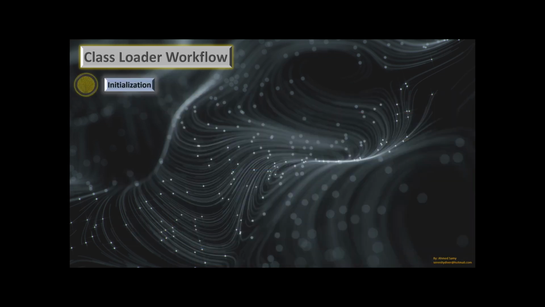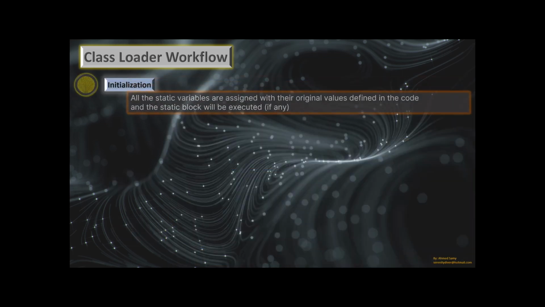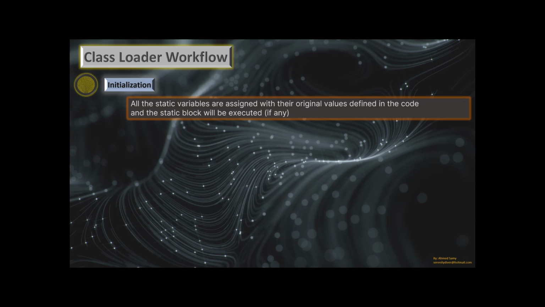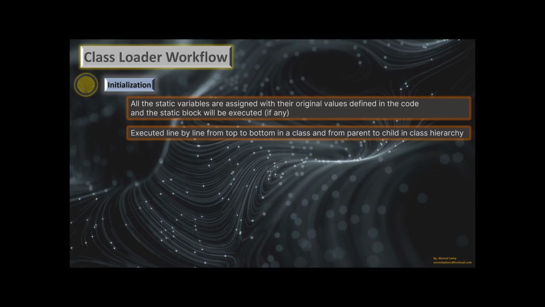That takes us to the initialization phase. The initialization phase is so simple. All the static variables are assigned their original values defined in the code, and the static block will be executed if there is any static block in your class as well. It is executed line by line from top to bottom in a class and from parent to child in a class hierarchy. The initialization phase will not take much time because you already took a lot of time during the preparation, verification, and resolution.